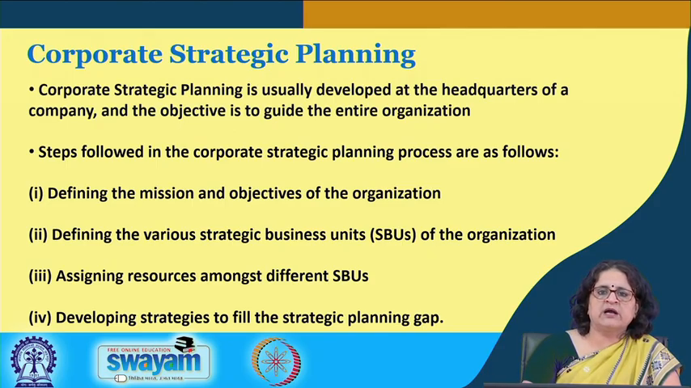Thereafter, keeping in mind the growth rate, the market attractiveness, other macro and micro environmental factors, and the strengths, weaknesses, opportunities and threats, resources are allotted amongst different strategic business units, and then the various strategies are formulated to fill in the strategic planning gap. So we first start with defining the vision and the mission. We define the broad objectives. Thereafter, we define the various strategic business units of the organization or the company.